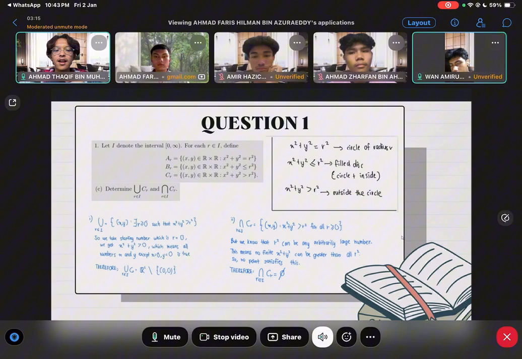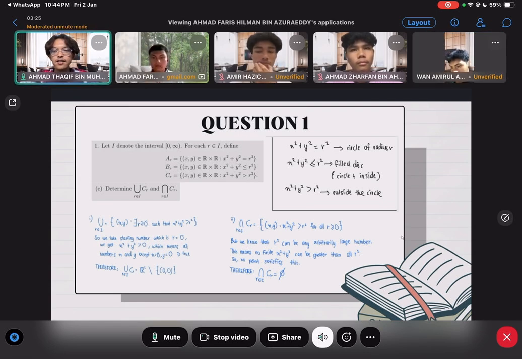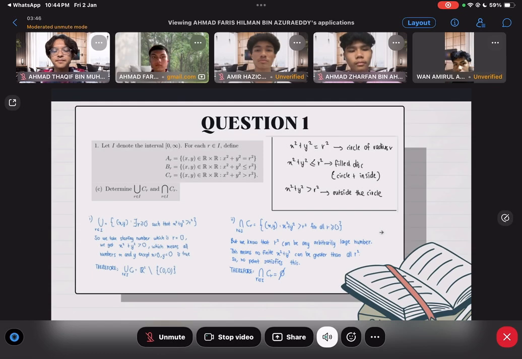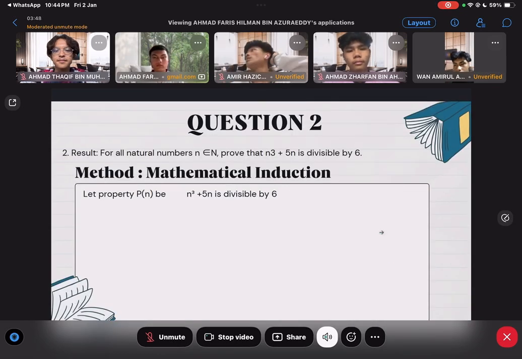For the intersection of C_r, the set of (x, y) such that x squared plus y squared is greater than r squared for all r greater than or equal to 0. But we know that r squared can be any arbitrarily large number. This means no finite x squared plus y squared can be greater than all r squared, so no point satisfies this condition. Therefore, the intersection of C_r is equal to the empty set.